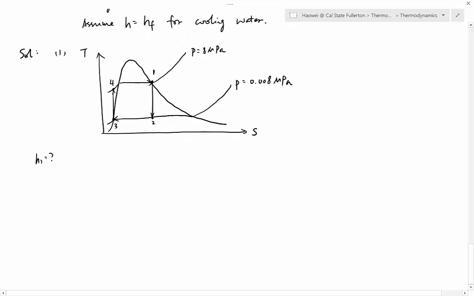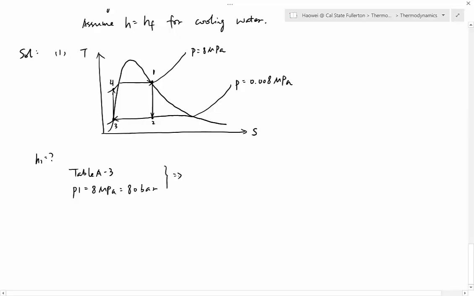How do we look for h1? We start from the phase. What is the phase of number one? Number one is G point, so everything is pretty straightforward. Since we know the pressure, we go to table A3. Pressure P1 from the diagram, you can see it must be equal to 8 megapascal. And the table uses bar, so we convert megapascal to bar. 1 megapascal is equal to 10 bar, so that is 80 bar.